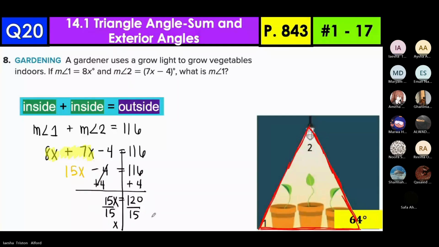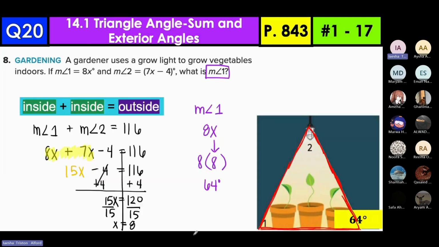X is equal to 8. What does the question want from you? Measure of angle 1. So they want the measure of angle 1. So the measure of angle 1, 8x. Do not write x, put parentheses. Inside should be 8. 8 multiplied by 8, 64 degrees. Okay.